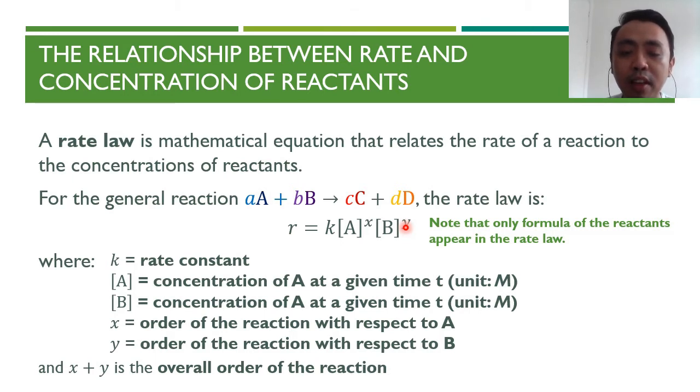The symbols represented here are as follows. K is the rate constant. The square bracket A and the square bracket B represent the concentrations of A and B at the given time, the units of which are in molar, that's capital M, or mole per liter. The exponent X represents the order of the reaction with respect to A, and the exponent Y represents the order of the reaction with respect to B. Now summing together the exponents X and Y, we will get the overall order of the reaction.